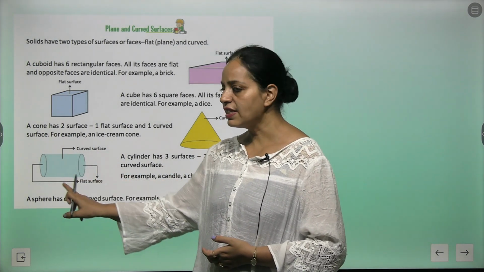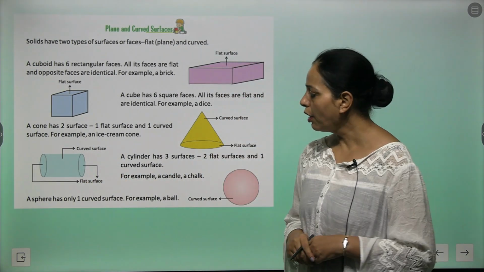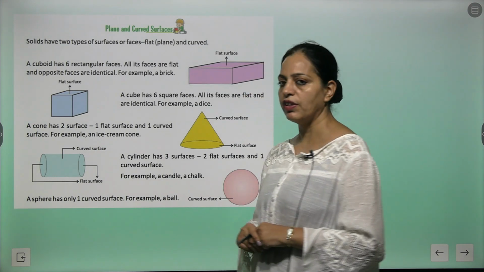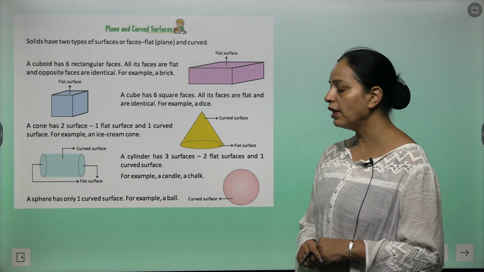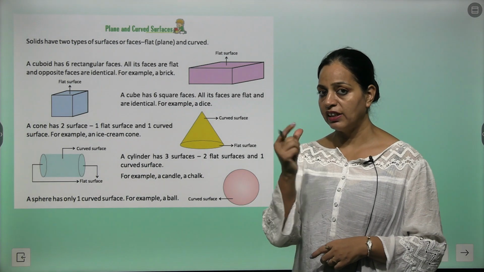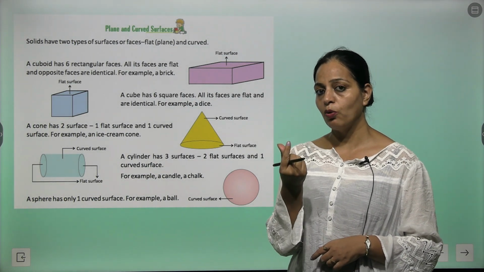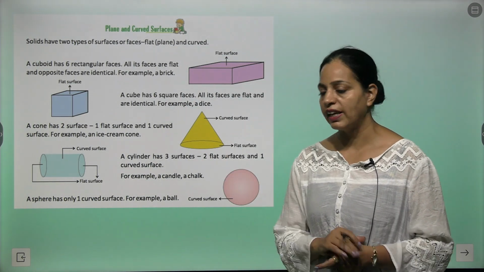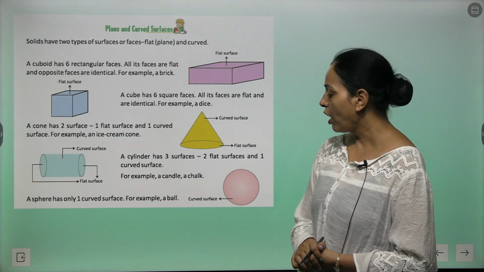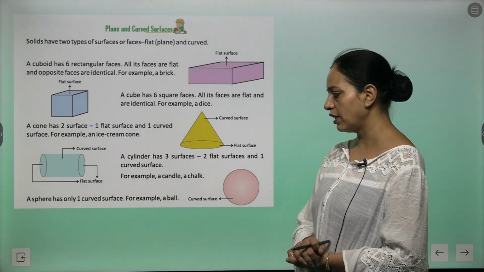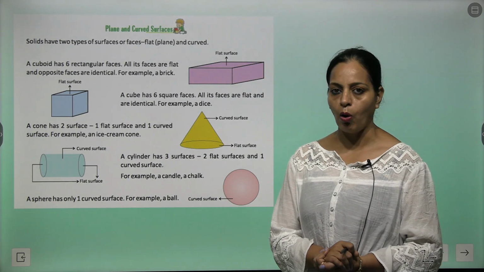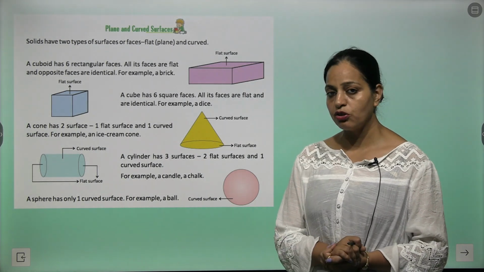Now this is cylinder. The next one. Now a cylinder has 3 surfaces, 2 flat and 1 curved surface. For example, a candle, a chalk. आपने candle shape देखी होगी, chalk की shape देखी होगी. So that is a cylindrical shape. So now the next one, sphere. A sphere has only one curved surface. For example, a ball. Okay, I hope it's clear to you.